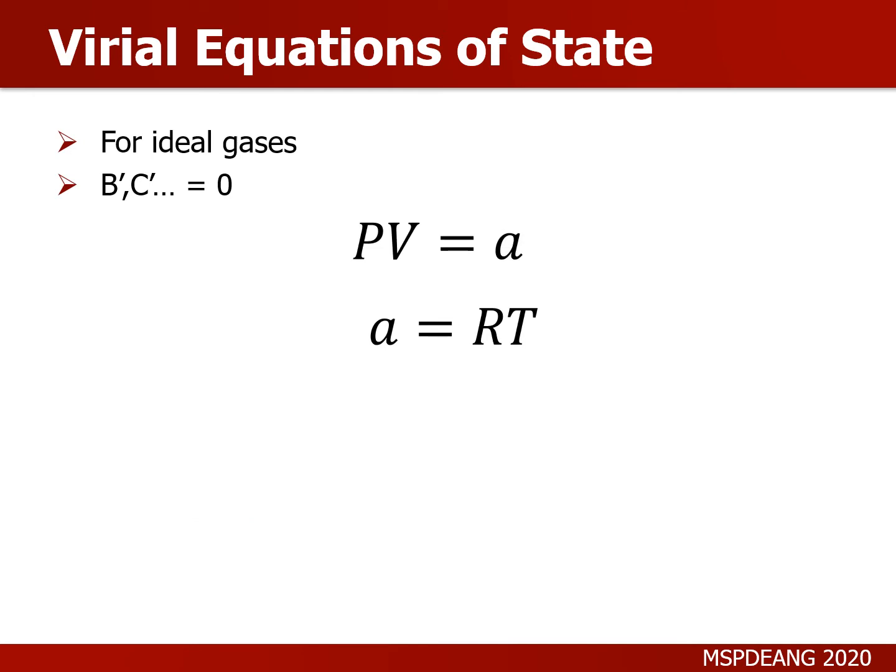You can actually simplify the virial EOS for ideal gases. For ideal gases, B prime and C prime are all equal to 0. So diba, PV is equal to A times 1 plus B prime P plus C prime P squared and so on. If B prime and C prime and so on are equal to 0, this whole term will just be A times 1, where A is now equal to RT. Kaya very generic itong virial EOS. So A can be just expressed as RT. R is a function of the substance, but in this case, R is the universal gas constant, so applicable siya for all different types of gases. And T is the temperature.